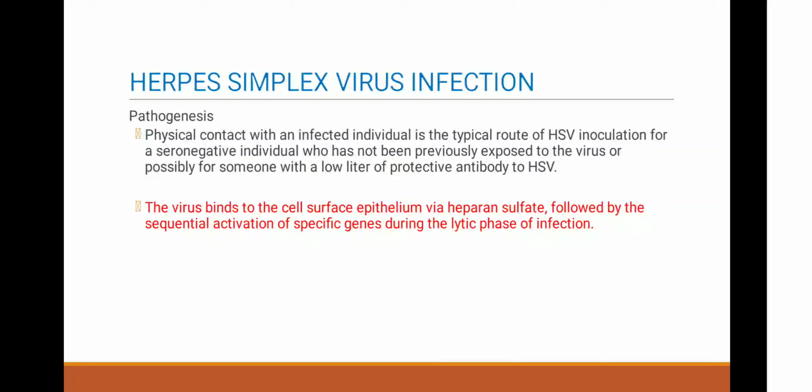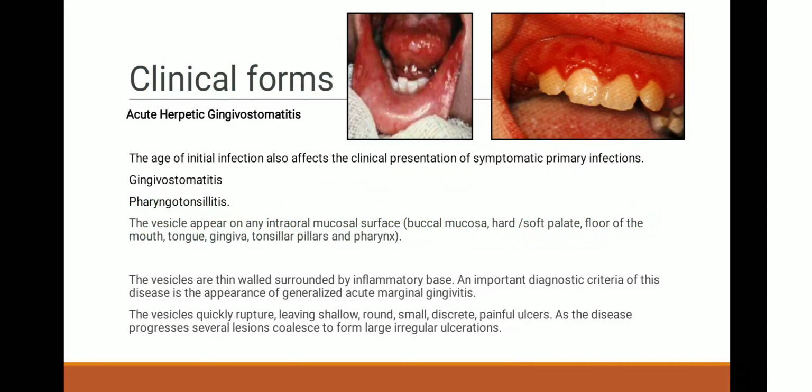The virus binds to the cell surface epithelium via heparan sulfate, followed by sequential activation of specific genes during the lytic phase of the infection. There are varied clinical forms. Acute herpetic gingivostomatitis, as you can see in the clinical picture, shows bleeding gingiva and vesicles present all over the attached gingival region. It leads to gingivostomatitis, pharyngotonsillitis, and vesicles appear on all intraoral mucosal surfaces: buccal mucosa, hard palate, soft palate, floor of mouth, gingiva, tonsillar pillars and pharynx.